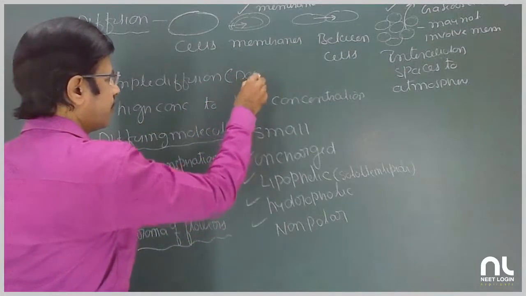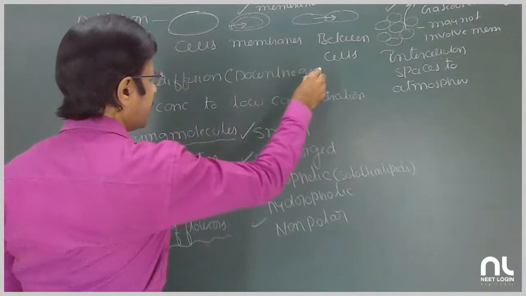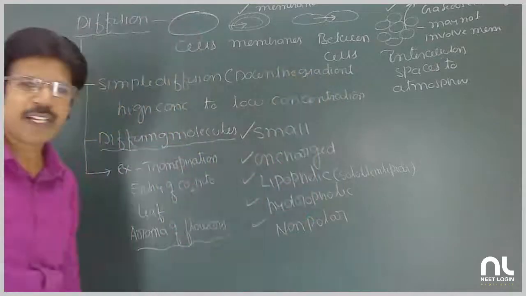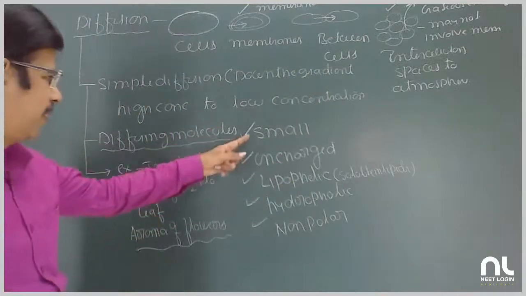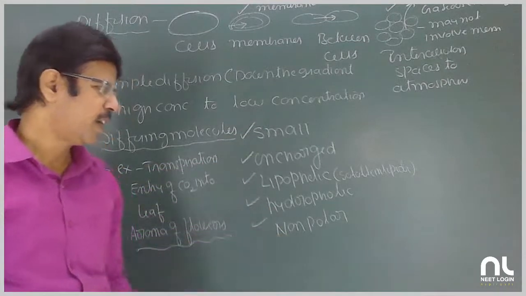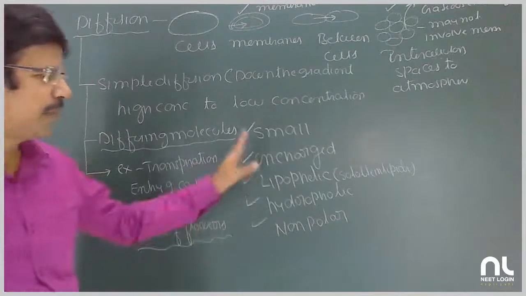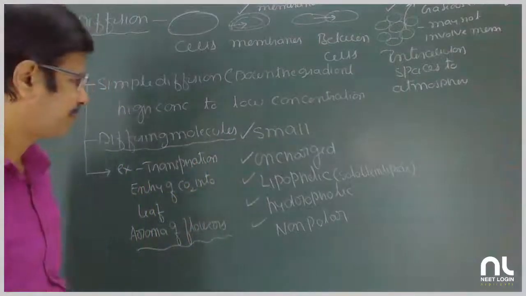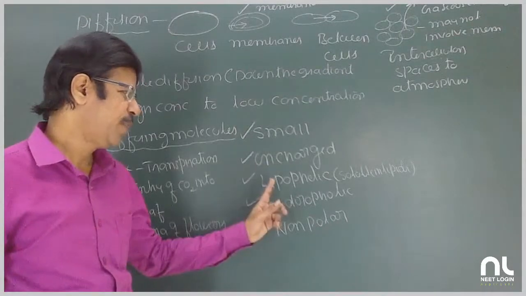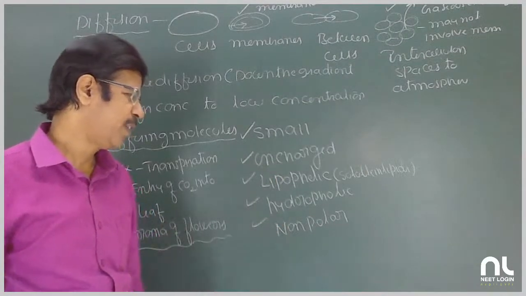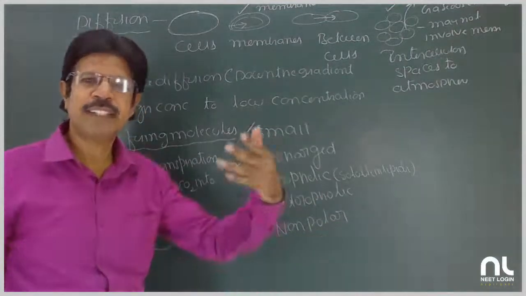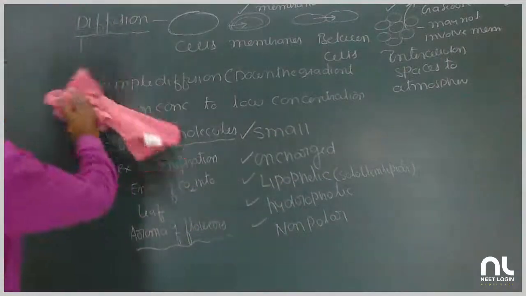That is down the gradient. That is down the gradient. So simple diffusion: it is small, uncharged, lipophilic, hydrophobic, non-polar. It moves by means of simple diffusion. Suppose it is large, charged, lipophobic, hydrophilic, and polar molecule. It moves by a carrier. We will discuss it.